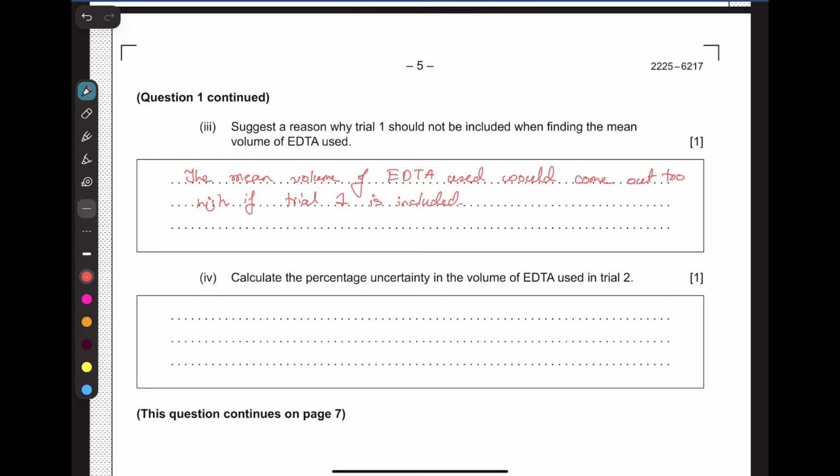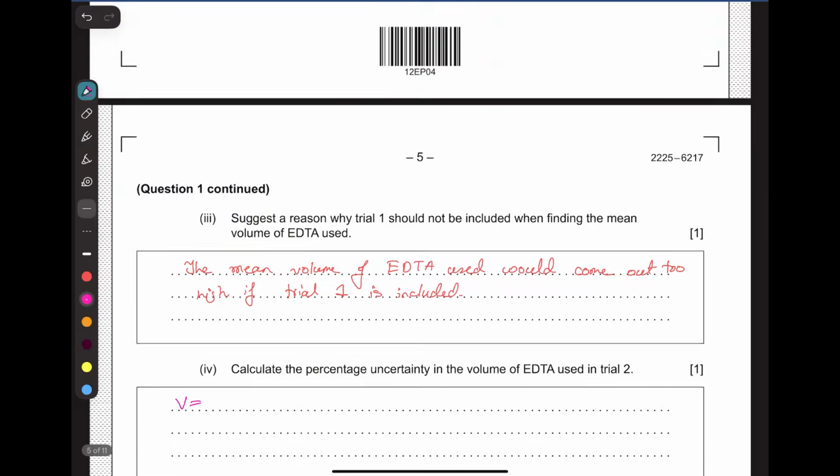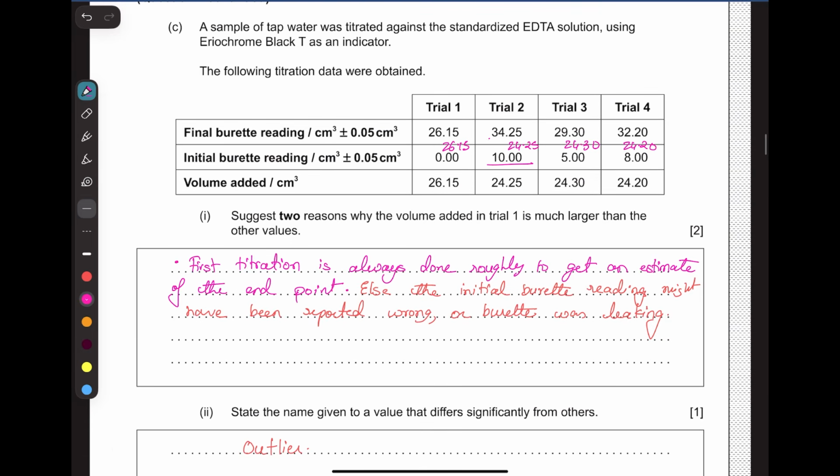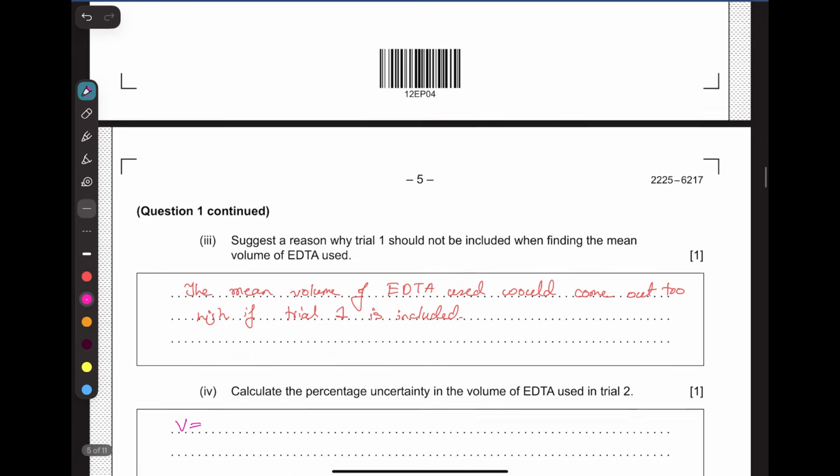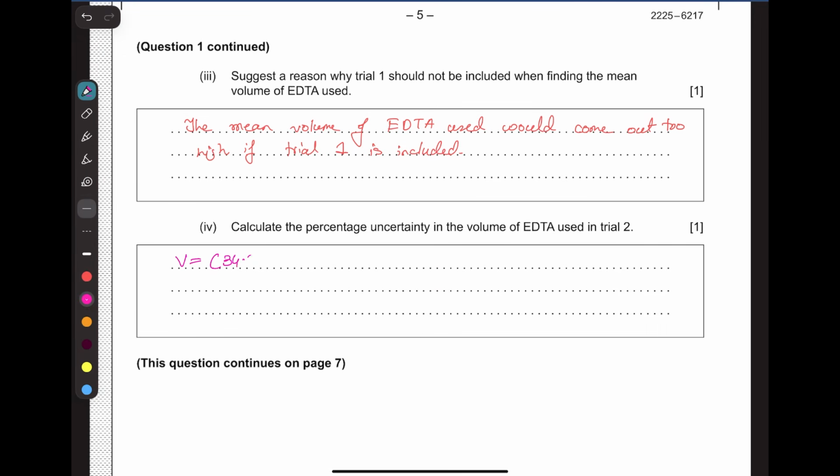Okay. Calculate the percentage uncertainty in the volume of EDTA used in trial 2. In trial 2, there's the initial volume, there's the final volume. If you check, the least count is 0.05. You do not say 34.24, 34.28. The increment is always based on units of 5. So here, the final burette reading would be 34.25 plus minus 0.05. Initial burette reading was 10.00 plus minus 0.05.